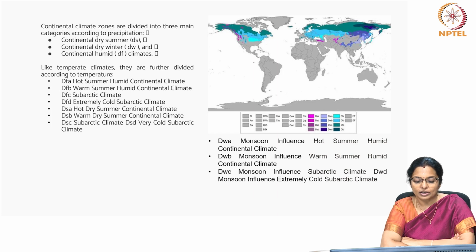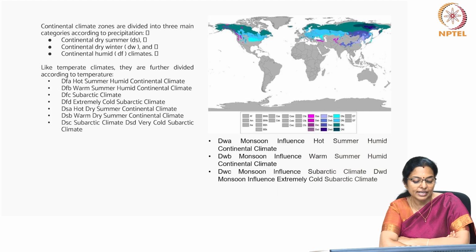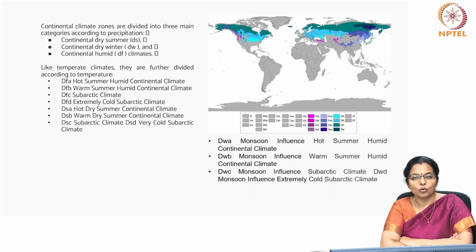DFA denotes hot summer humid continental climate. DFB denotes warm summer humid continental climate. DFC denotes subarctic climate, and DFD denotes extremely cold subarctic climate. DSA denotes hot, dry summer continental climate. DSB denotes warm, dry summer continental climate. DSC denotes subarctic climate, and DSD denotes very cold subarctic climate.